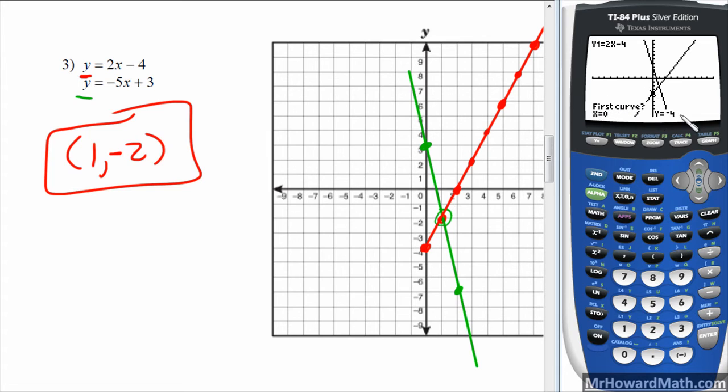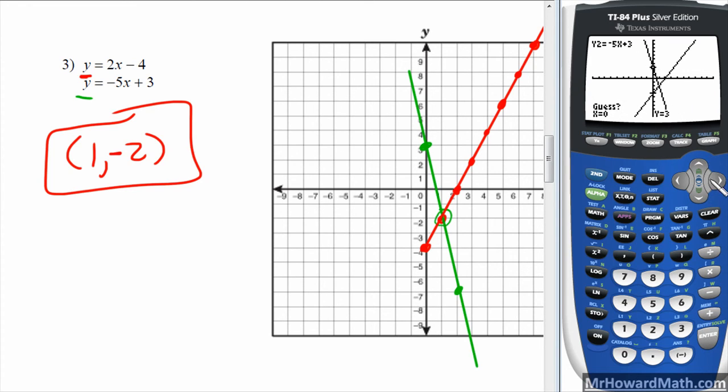The calculator asks you always in the lower left-hand corner what it needs you to tell it. It's asking for the first curve. So it's saying y1, the line 2x minus 4, is that the first curve we want? Yeah, sure, fine. So hit enter. Then it asks you for the second curve. You have to tell it what's the second line that you want it to use. We want it to use this one, y2, -5x plus 3. So just hit enter and tell it yes, use that one.